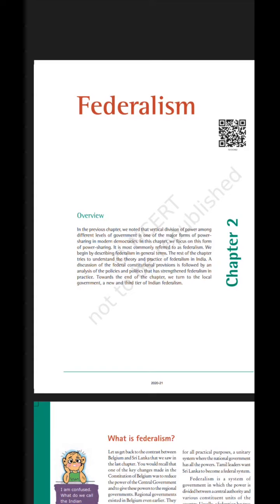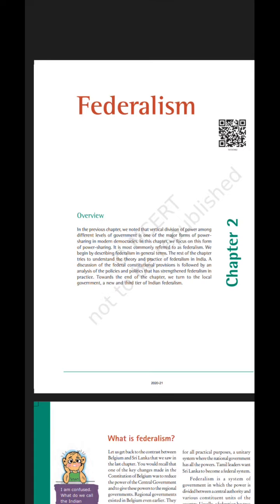Democratic Politics 2, Textbook in Political Science for Class 10, Chapter 2, Federalism. Overview. In the previous chapter, we noted that vertical division of power among different levels of government is one of the major forms of power sharing in modern democracies. In this chapter, we focus on this form of power sharing. It is most commonly referred to as federalism.